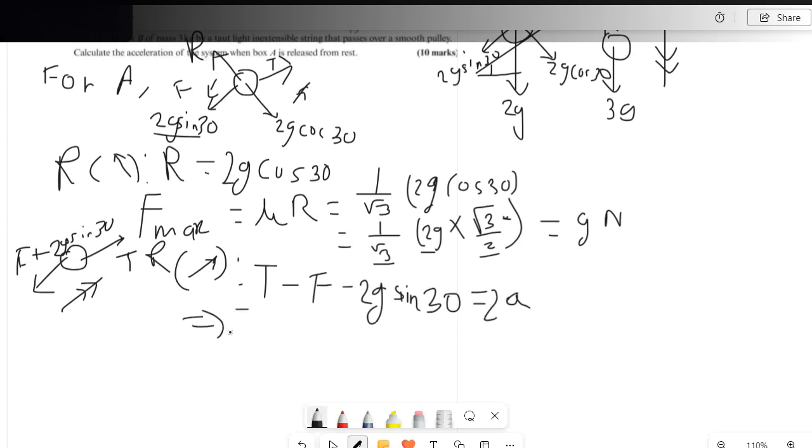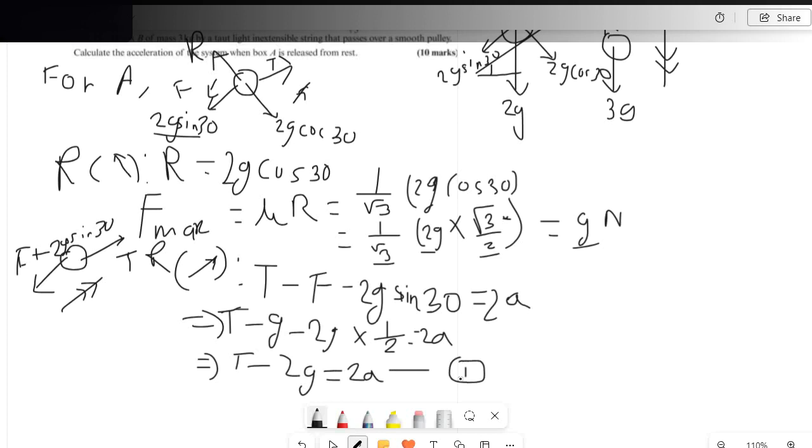So T minus g, which was the value of F here, minus 2g multiplied with half, as sin 30 is half. Therefore, T minus g minus 2g into half, which is g. So we get T minus 2g is equal to 2a. And this is equation 1.